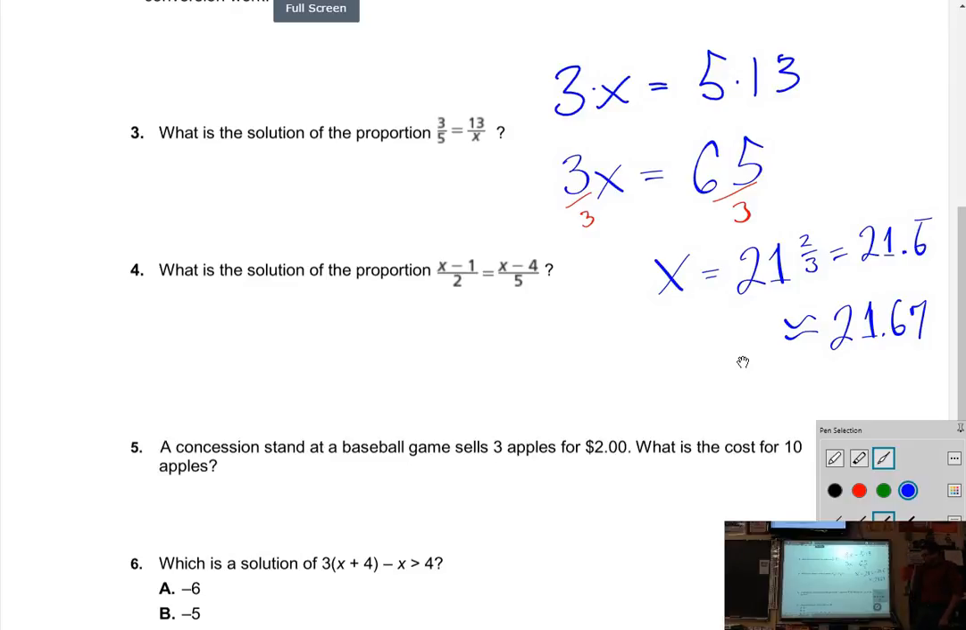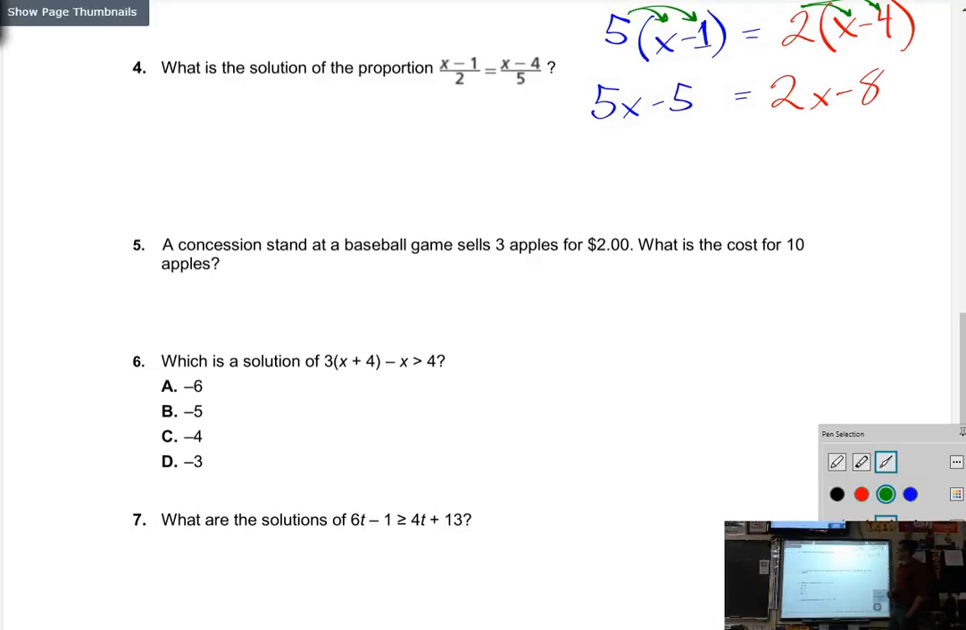Number 4, I'm going to pause this and actually set up the problem, but again, we are going to cross multiply because we have expressions in the numerators. There's going to be no easy way to convert from denominator to denominator or numerator to denominator because we've got variables involved on both sides.